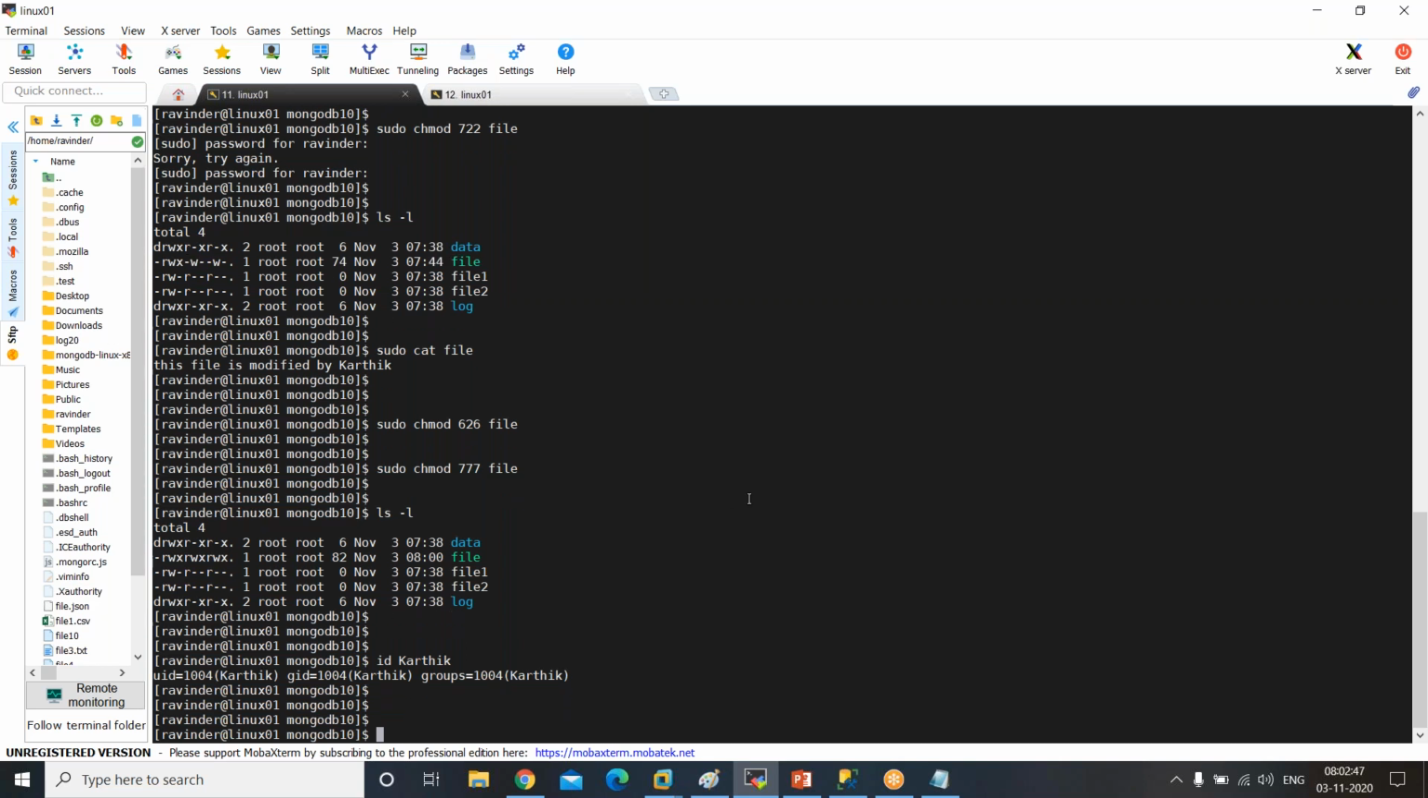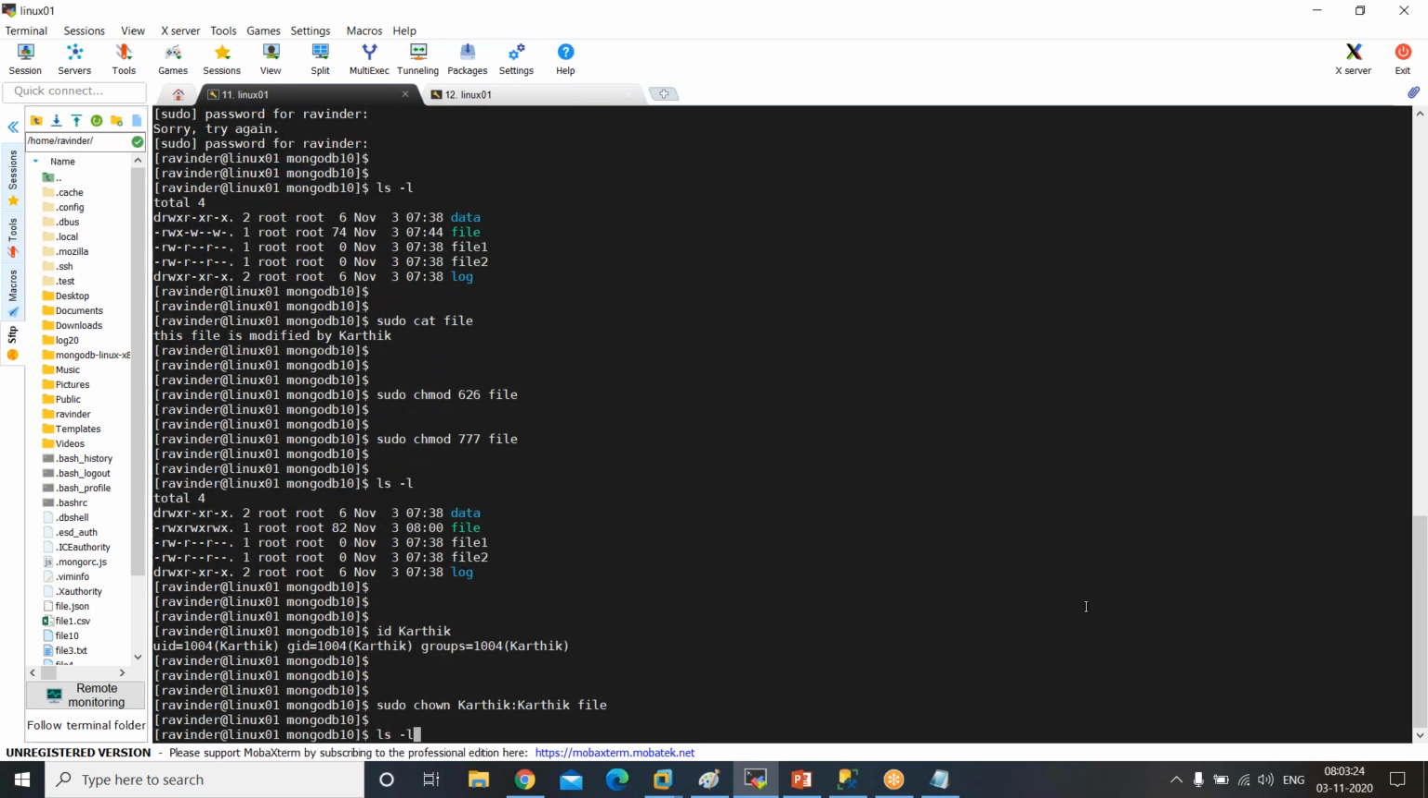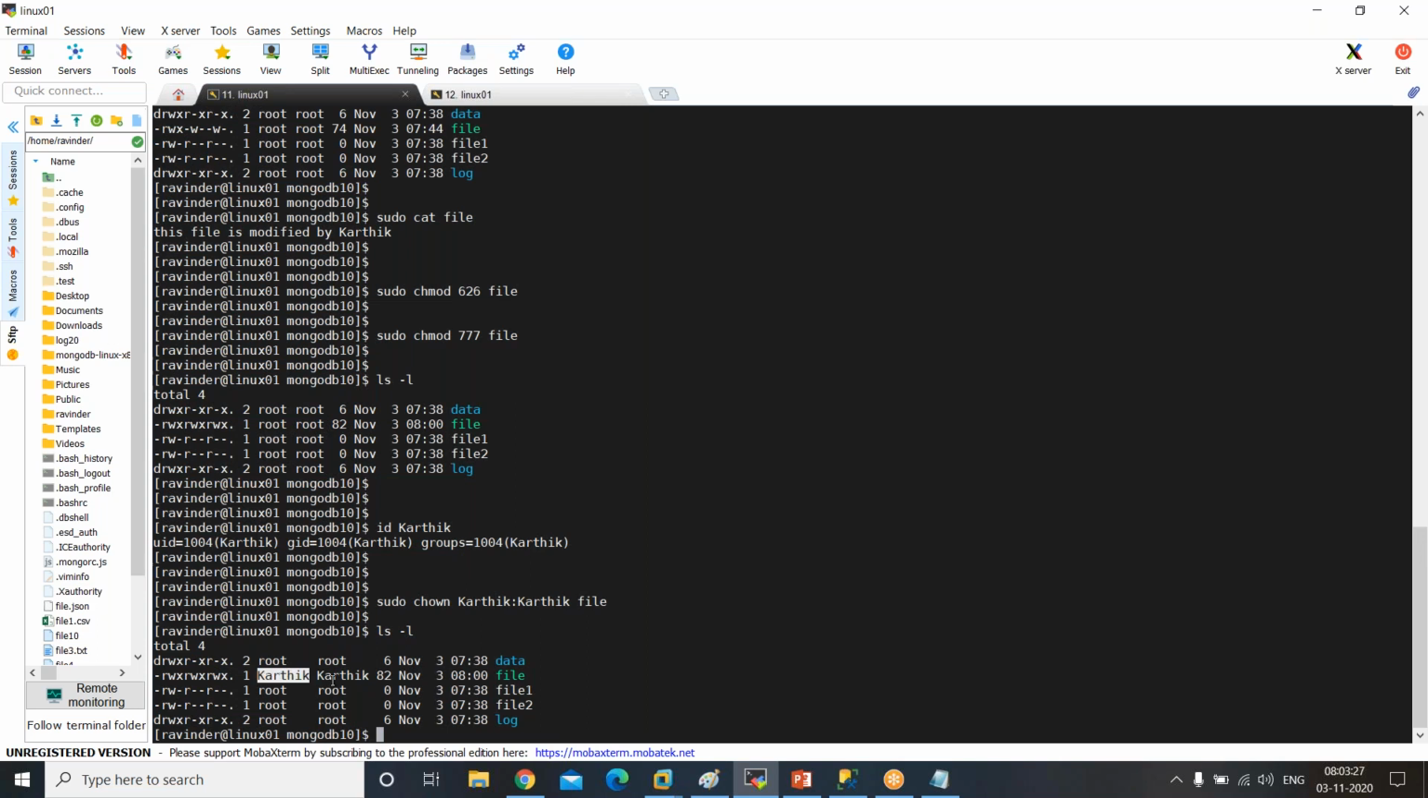Basically, there is one more command called chown. I have to use sudo chown. To whom I wanted to give the ownership: Karthik. And which group he belongs to, you have to mention that, mandatory: Karthik group only. And on which file you wanted to give the ownership: the file. See here, chown is going to change the ownership. Chown means change ownership. To whom? Karthik, who is the user. Which group? Karthik only. On which file? The file. Now if you see, Karthik will become the owner of the file, and the group is also Karthik.